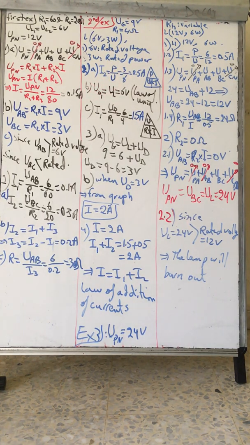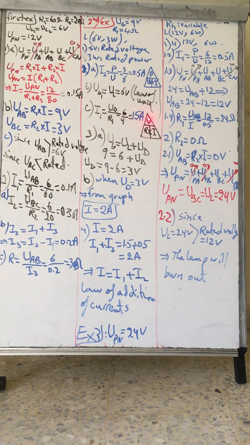We observe that D1 and L are connected in parallel. Since they are connected in parallel, therefore UD1 equals UL, which equals 6 volts, by the law of uniqueness of voltages. Or, since they are connected in parallel, the voltage is constant. Okay? Deduce the value of the current I1 carried by D.